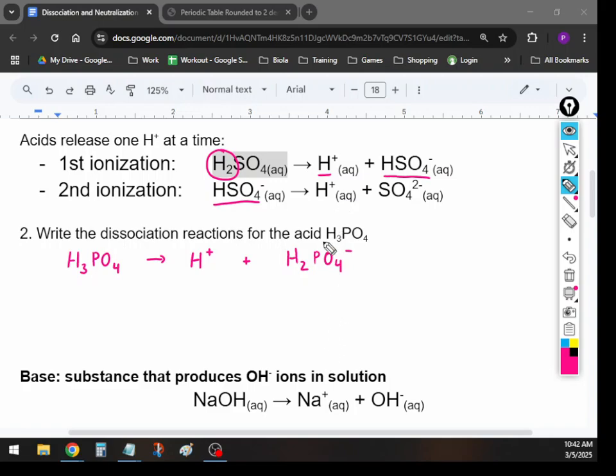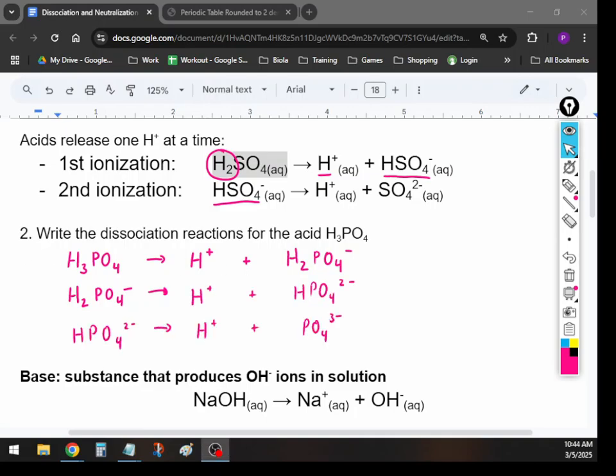All right, let's do the next dissociation. So now we can take this acid right here, H2PO4 minus. And let me give you guys about a minute or two. I want you guys to do this dissociation now, the second one, and see if you guys can do the third one as well. So try finishing up the rest of the dissociation reactions.